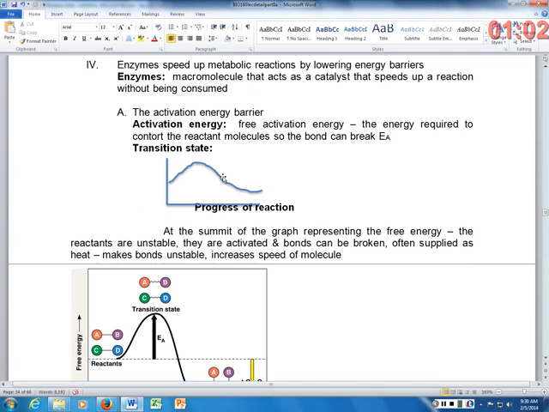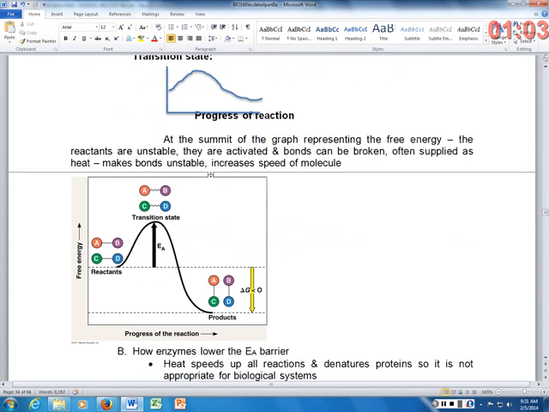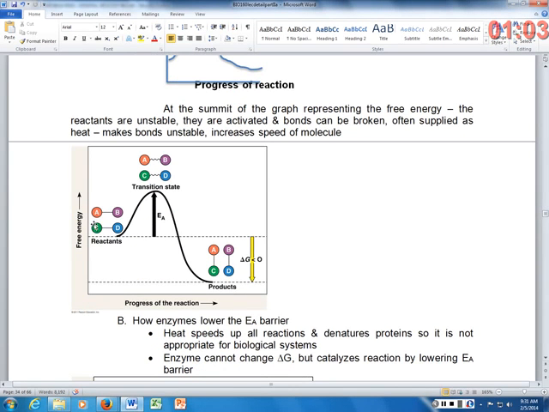So what it takes to get it over the hill is your activation energy. And then the transition state is going to be the summit of this graph, which is how much energy it takes to make them unstable so that the reaction can occur. What enzymes do is they act as a catalyst that helps to lower how much work it takes to get over this hill.